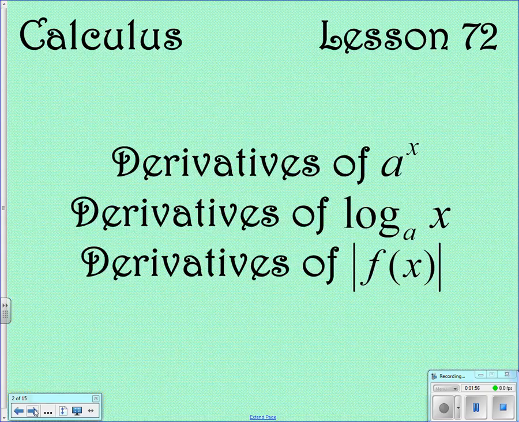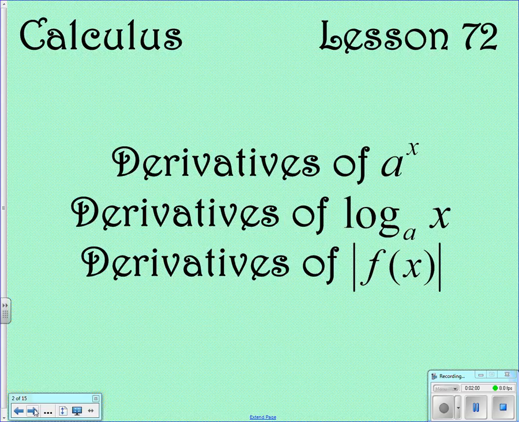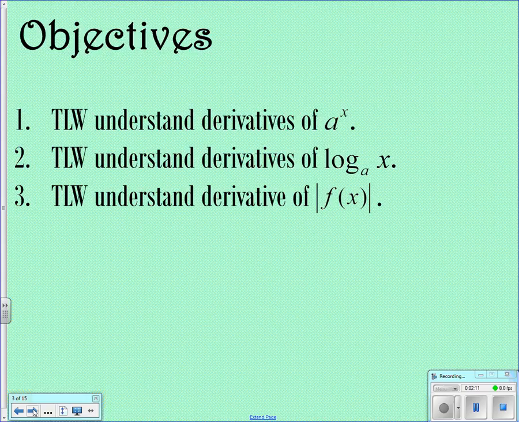Okay, so we are looking at lesson 72 today. We're looking at derivatives of a to the x, where a is a number. We're looking at the derivative of log base a of x, and then also the derivatives of the absolute value of x. So hopefully you'll understand these derivatives after the lesson today.